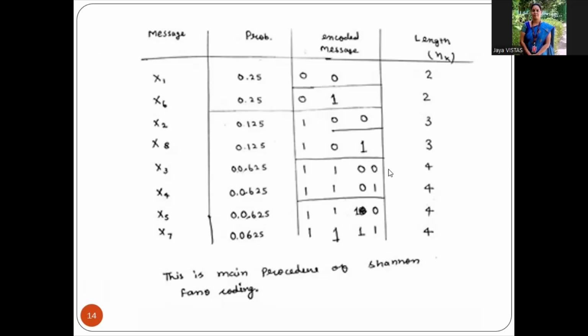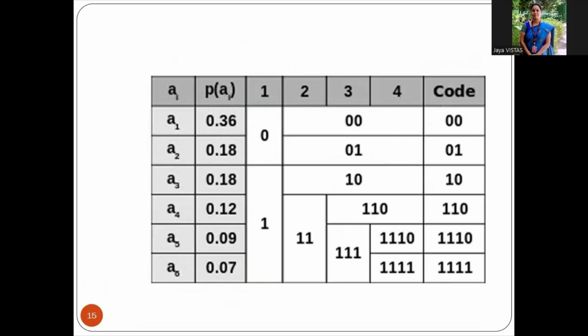After that, trace the code word and find the average length, that means the average number of bits in the code word. Then find the entropy and efficiency. So this is another example. Here totally 6 symbols are there. The probabilities are 0.36, 0.18, 0.18, 0.12, 0.09 and 0.07. So this is already arranged in decreasing order.